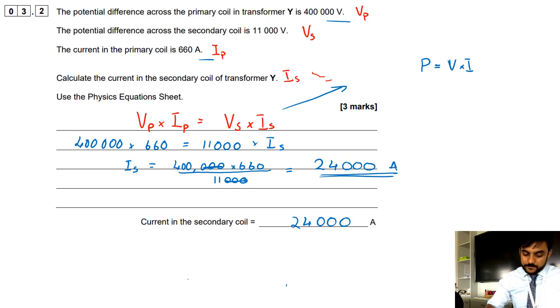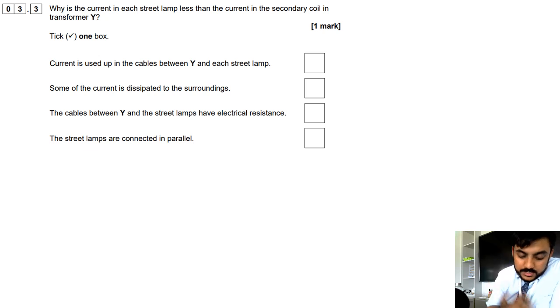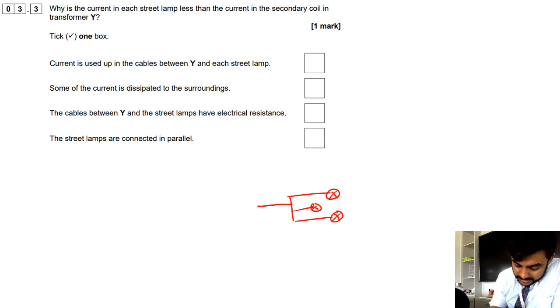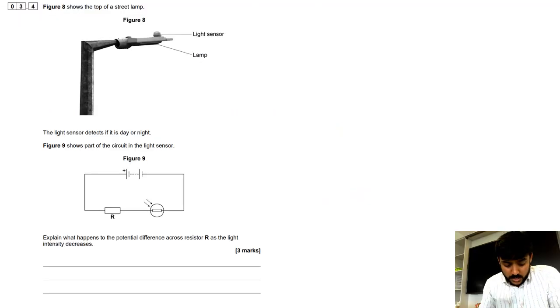Easy. Why is the current in each street lamp less than the current in the secondary coil in the transformer? Well, the current splits up as it goes to each of those lamps because the lamps are connected in parallel. Figure 8 shows the top of the street lamp.